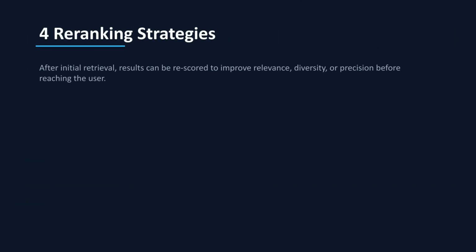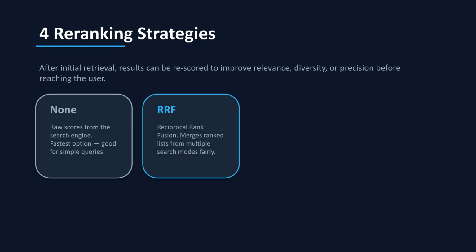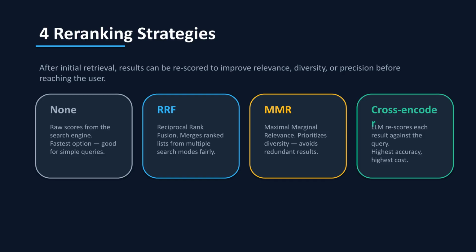We employ 4 re-ranking strategies to rescore initial results for improved relevance, diversity, or precision. Options include none for raw scores, reciprocal rank fusion, RRF, for merging lists, maximal marginal relevance, MMR, for diversity, and cross-encode using an LLM for highest accuracy but increased cost.